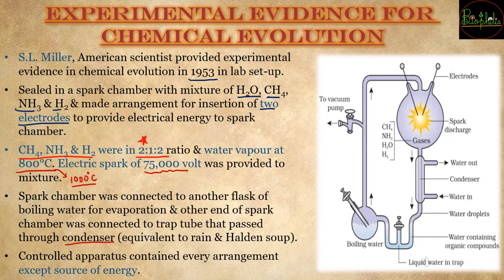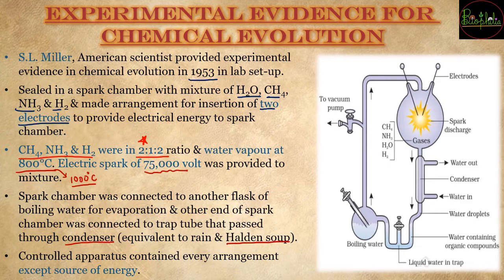So on one side there was condensation happening where it was raining, that was the rain, and on the other side there was heating up of all these condensates, that was the Haldane's soup. So whatever lava was secreted, that lava was not going to cool down suddenly. So it was like a hot soup. That hot soup was nothing but the Haldane's soup. So it was equivalent to that condition of the previous earth.